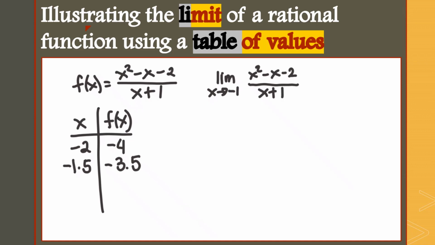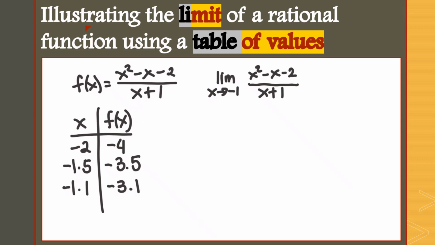Now let's get closer. Let's have negative 1.1. When we use that, the square of negative 1.1 is positive 1.21. And then minus negative 1.1 would be plus 1.1, so that's 2.31. And minus 2, you will have 0.31. That's only for our numerator. Our denominator would be negative 1.1 plus 1, that's negative 0.1. So 0.31 divided by negative 0.1, you will have a result here of negative 3.1.